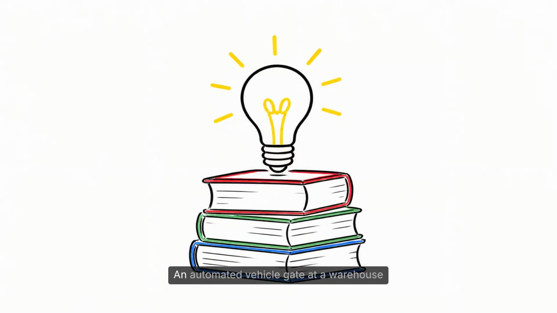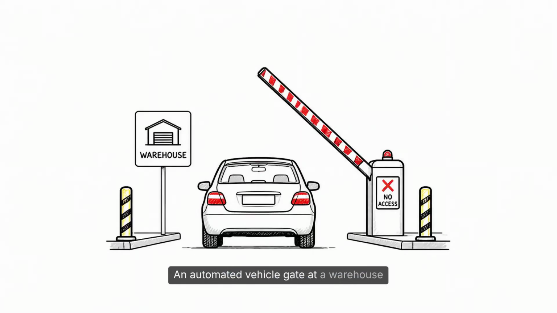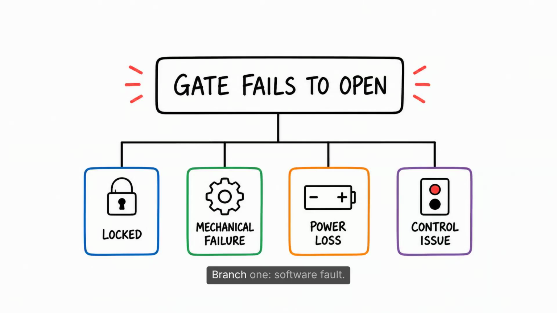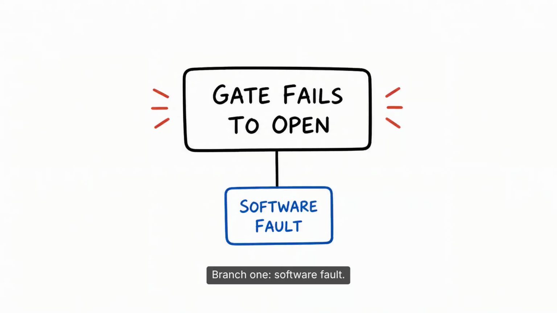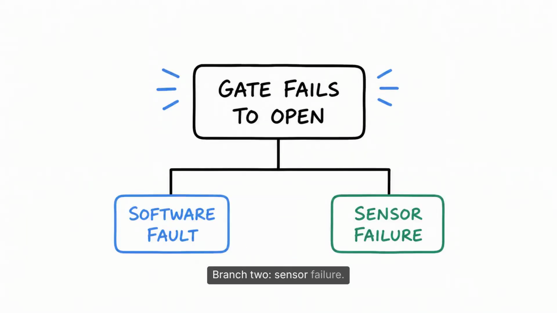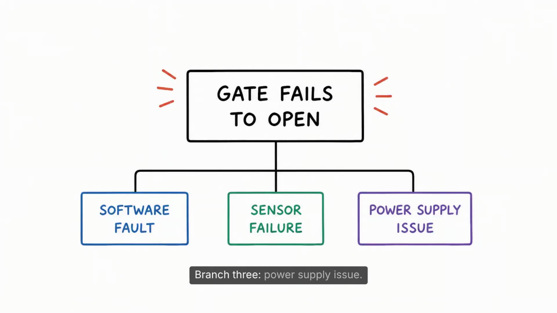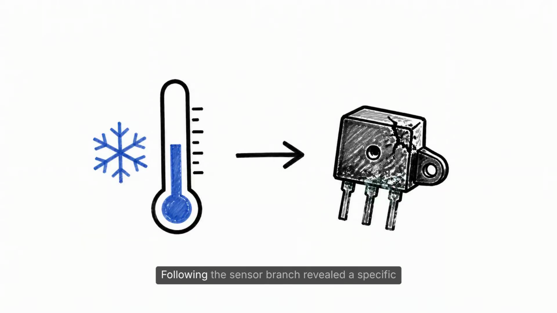Here's a real example. An automated vehicle gate at a warehouse failed to open for authorized vehicles. Top event: gate fails to open. Branch 1, software fault. Branch 2, sensor failure. Branch 3, power supply issue.